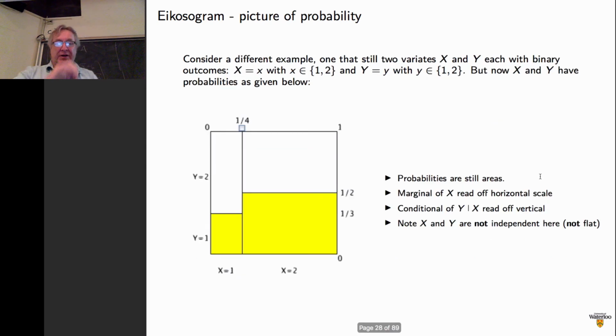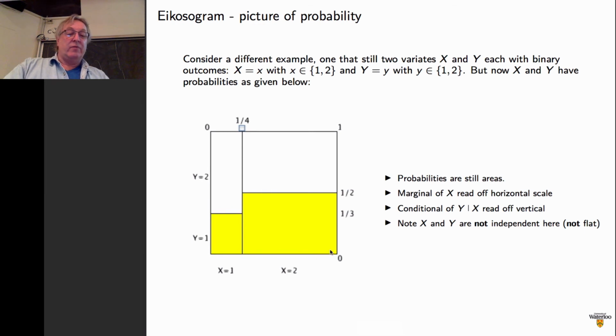So when you see that flat line there, that seems like it's something about independence. Okay, let's go on. So here they're not. Here I've got the probability that y is 1 given x is 1 is 1/3. Probability y is 1 given x is 2 is a half. So not the same. But the probability is still area. The probability y is 1 and x is 1 is that area, so that's going to be 1/3 the height times the width is a quarter. So that's going to be 1/12. Okay? Make sense?